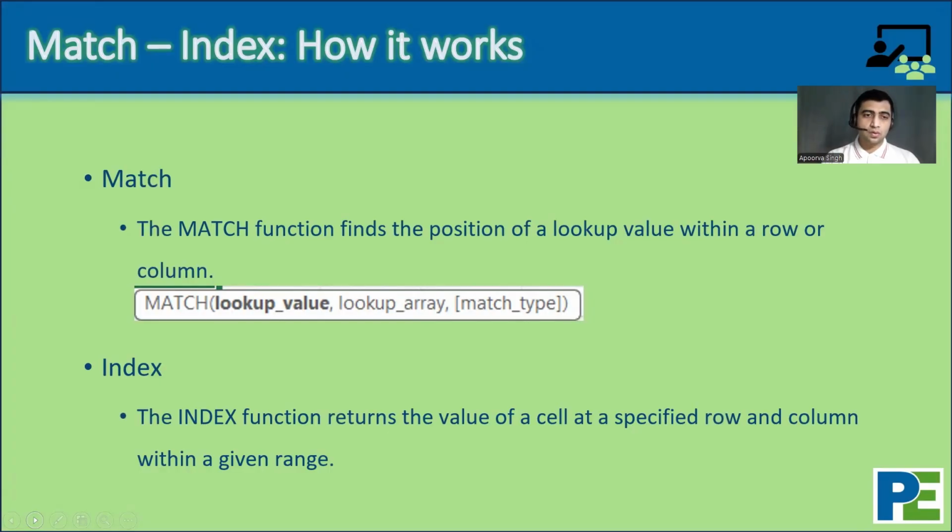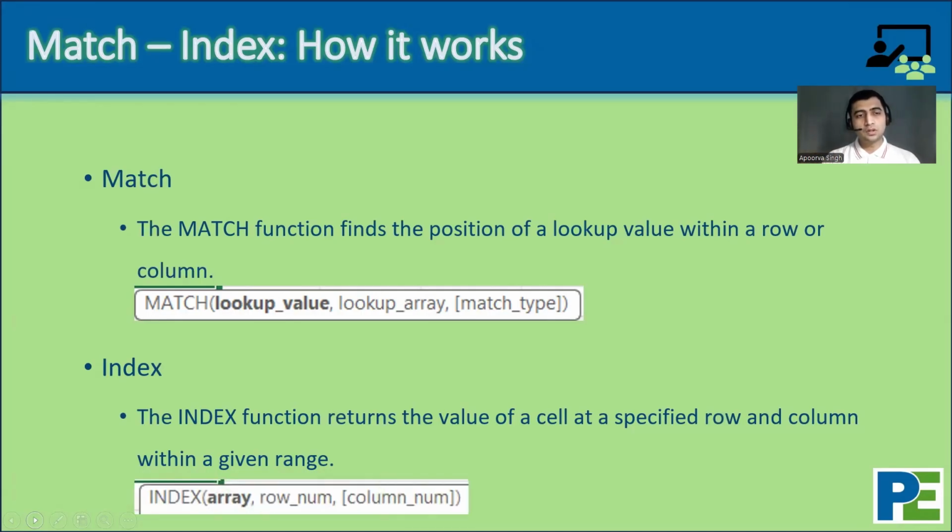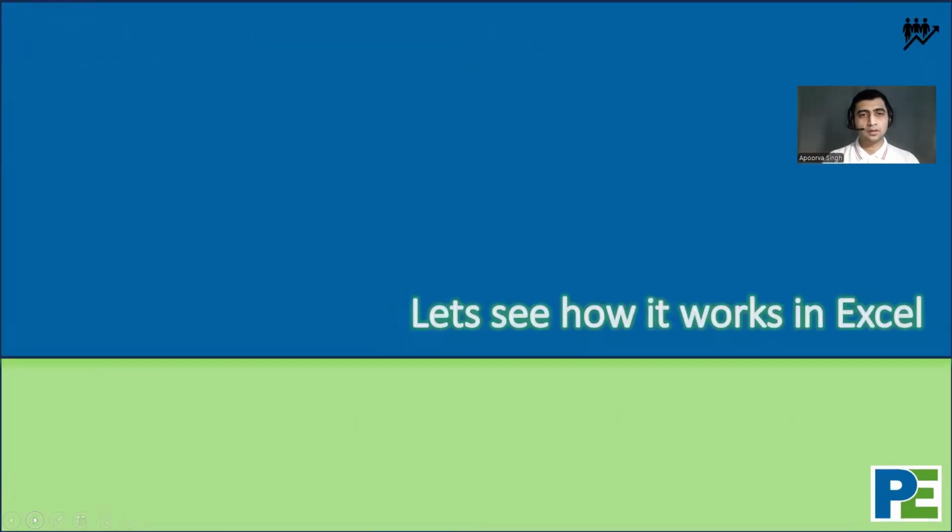What does index do? The index function returns the value of a cell at a specified row and column within a given range. So the thing to note here is that it returns the value of a cell at a specified row or column. We need to specify row and column from which we need to return this value. Let me take you to the syntax of index formula, which is the array from where we have to look up this value, and the row number, which is what we will get from match. Let's see how it works in Excel.